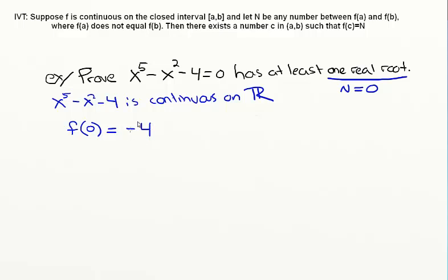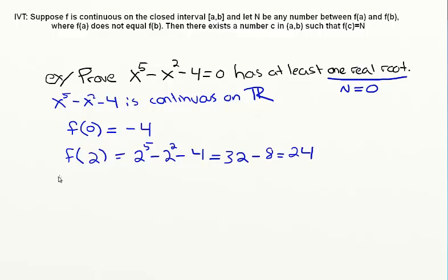So we found something that's to the left of 0, negative 4. So now we want to try and find f of a number where we're going to get a positive value, because then 0 would be between those two values. So let's just try 2. So we'll get 2 to the 5th minus 2 squared minus 4, and 2 to the 5th is 32 minus 4 minus 4, so that's 32 minus 8, which is going to be 24.